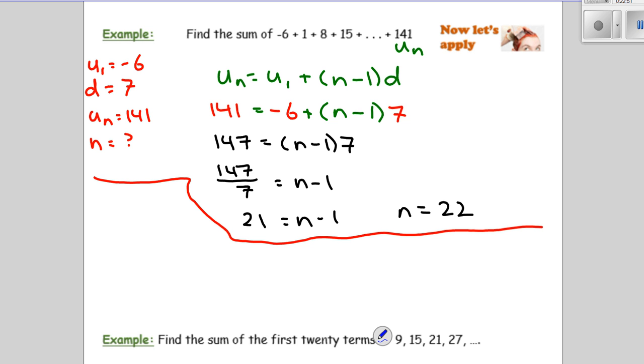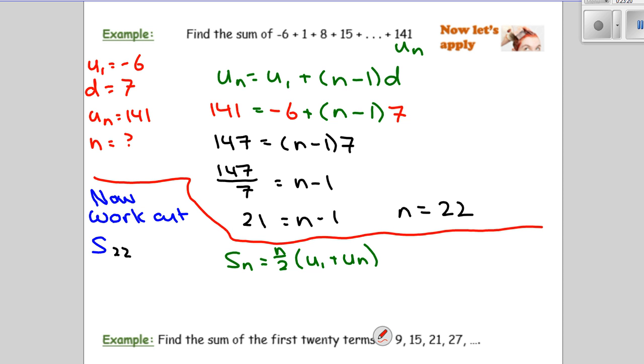So now work out the sum of 22 terms. And you can use the nice short version because you know the last term. We were just missing the n. So if it helps, write out the formula, you're welcome to do it. n over 2, u of 1 plus u of n. And so we're now going to calculate that, which is 22 over 2.